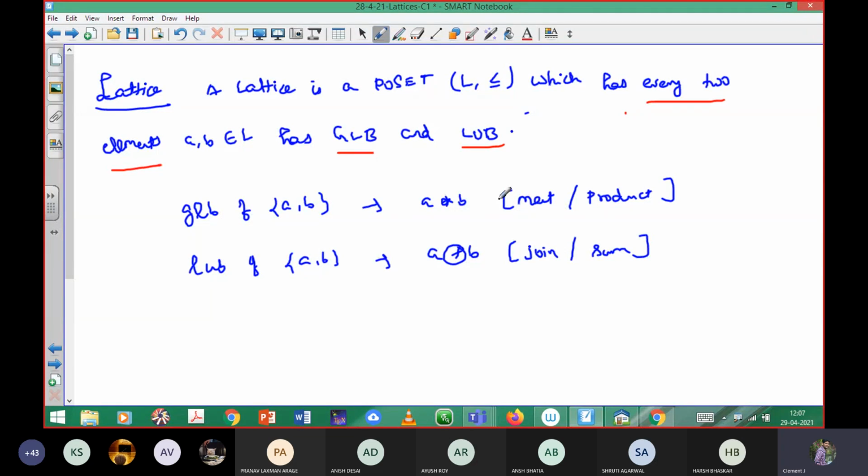Have you understood this lattice definition? Sir, can you repeat once? Yes.